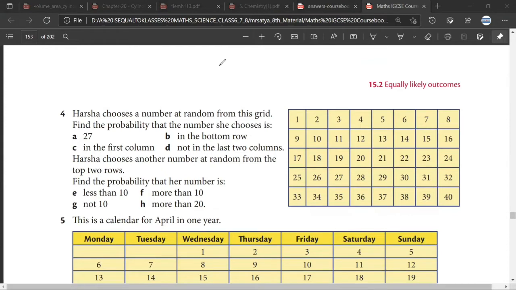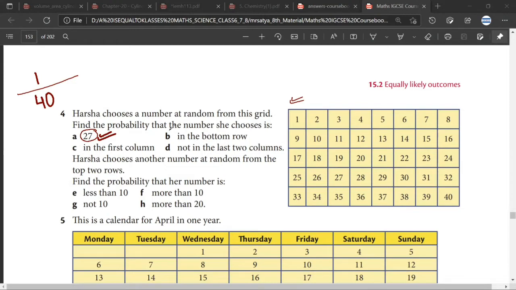So let us go through this question. Harsha chooses a number at random from this grid. So this is the grid which is given. Find the probability that she chooses 27. So first of all, we'll have to see the total number. How many total options are available, Satya? 40. Now, how many options can she pick up 27? Only one. Is it okay? Yes. Any doubt till here? No doubt, sir.